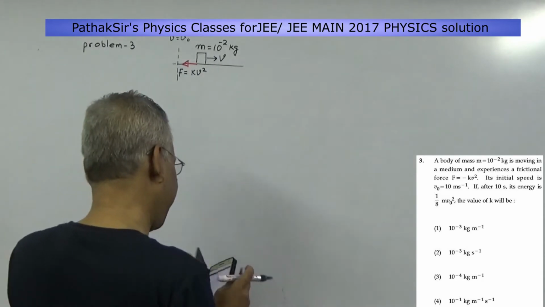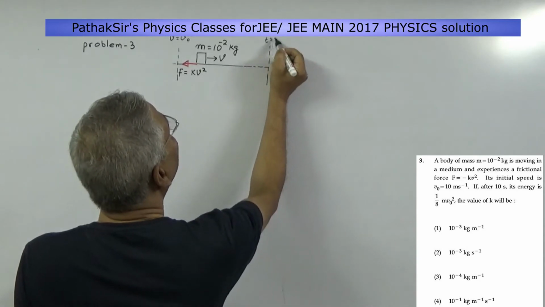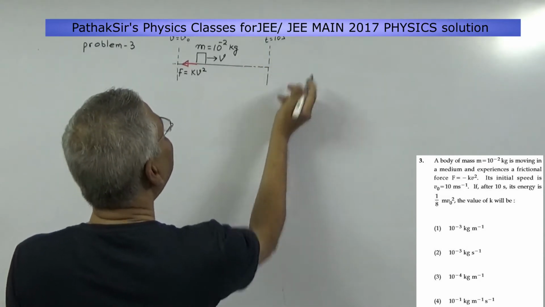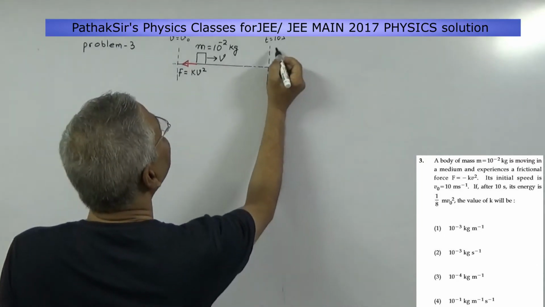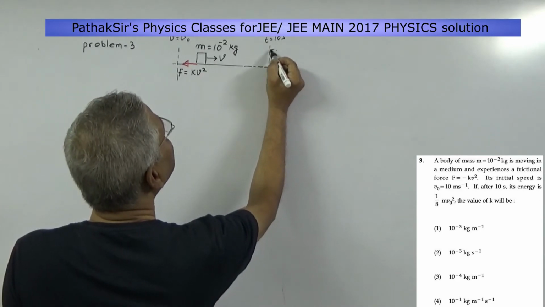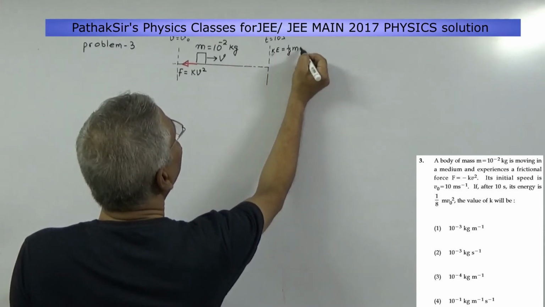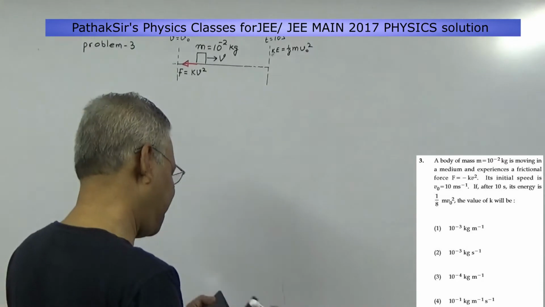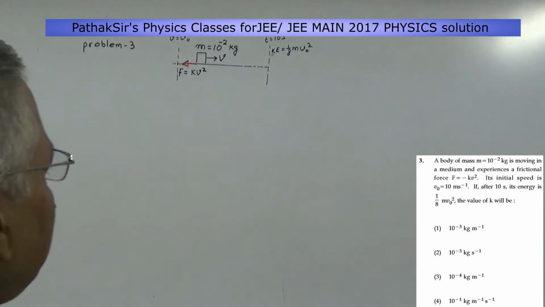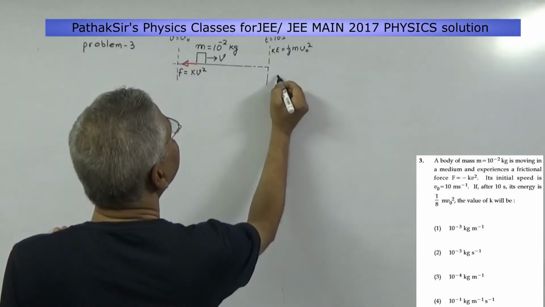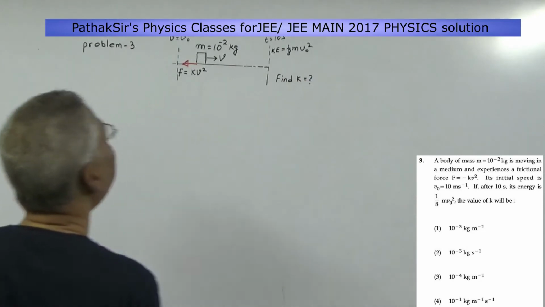After 10 seconds, its energy is given. At t equal to 10 seconds, its energy, obviously kinetic energy, is 1 by 8 m v naught square. Find the value of k. This is the problem.